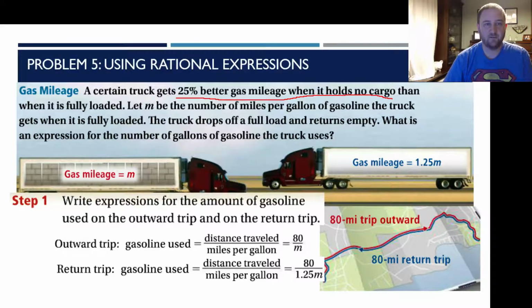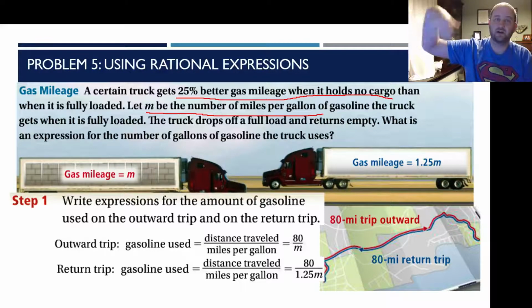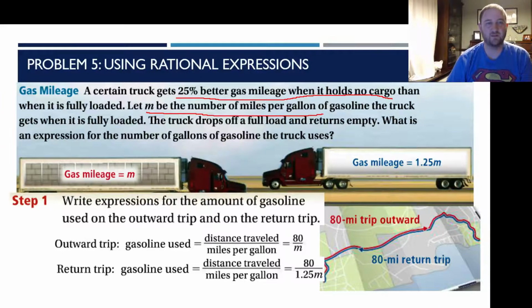So let M be the number of miles per gallon. M isn't the number of miles. M here represents the number of miles per gallon the truck gets when it's fully loaded. The truck drops off a full load and then returns empty. So it's going somewhere, drops off its load, unloads it, now it's empty, and then it comes back. What is an expression for the number of gallons of gas the truck uses total, round trip, there and back?